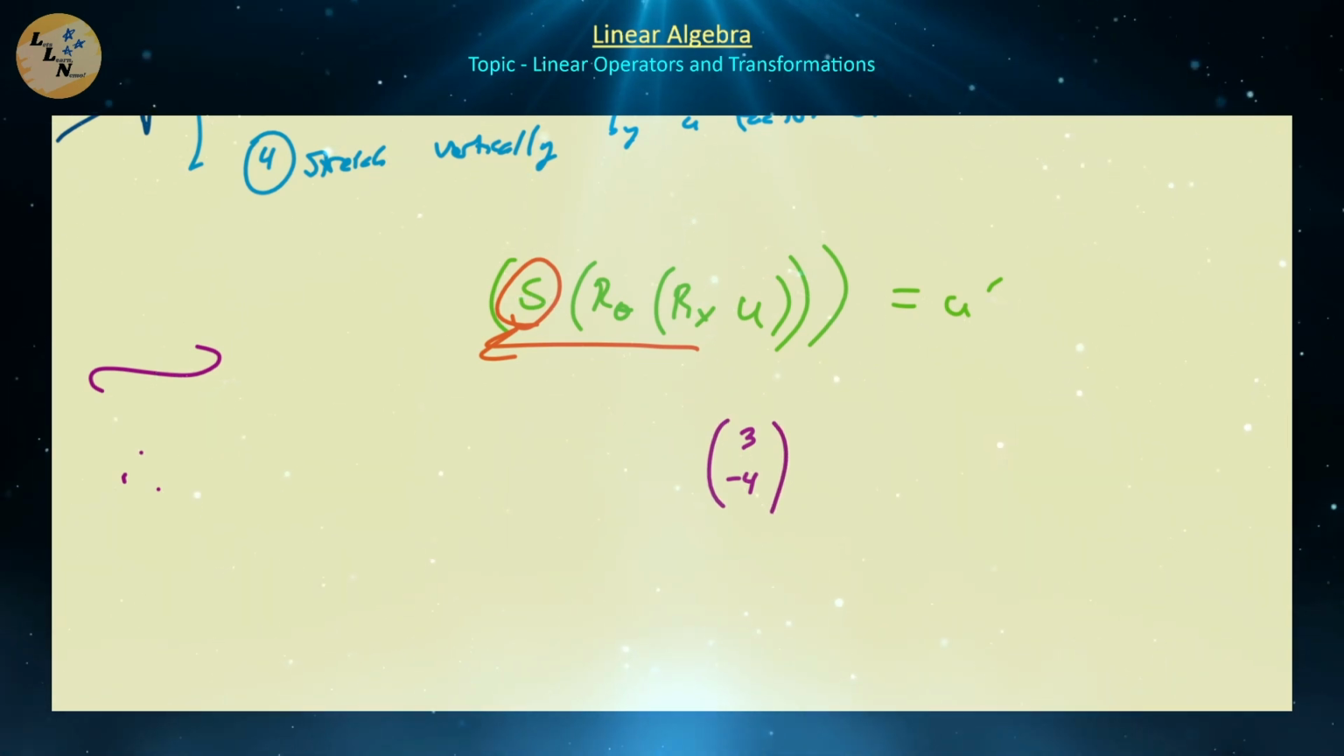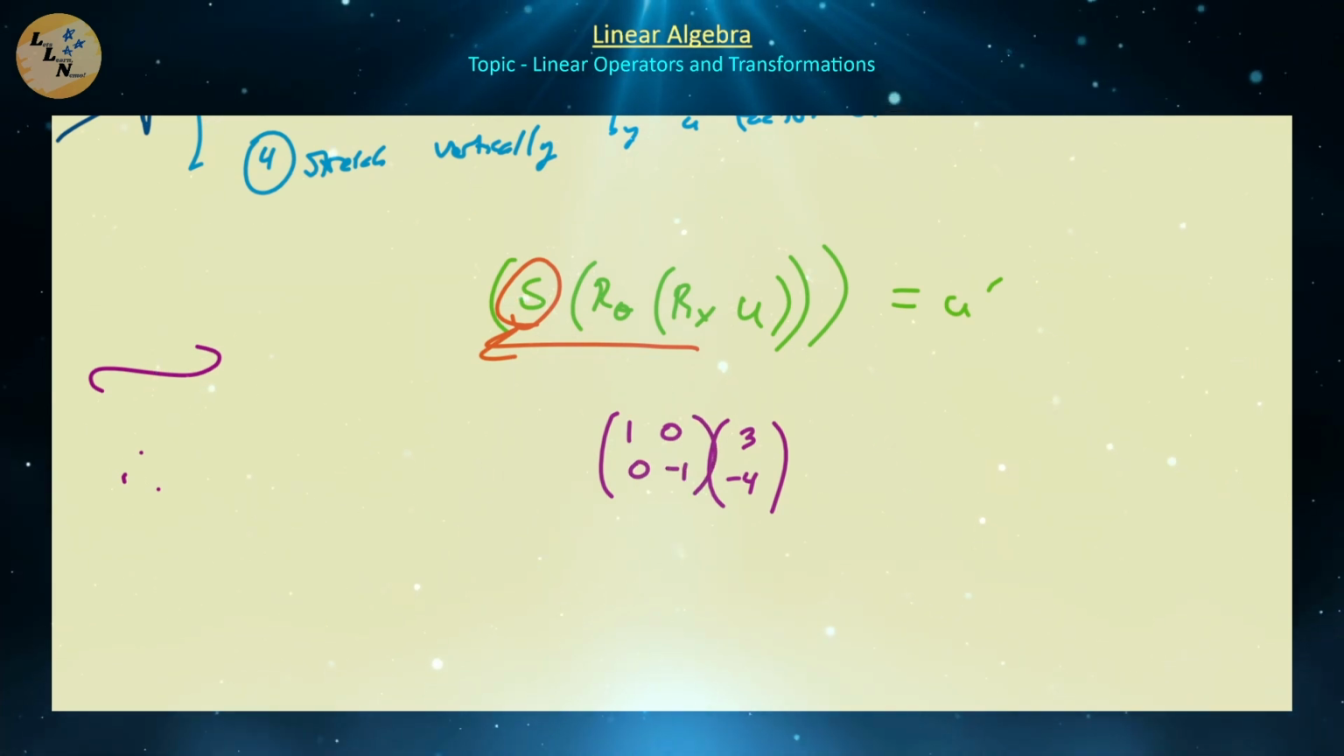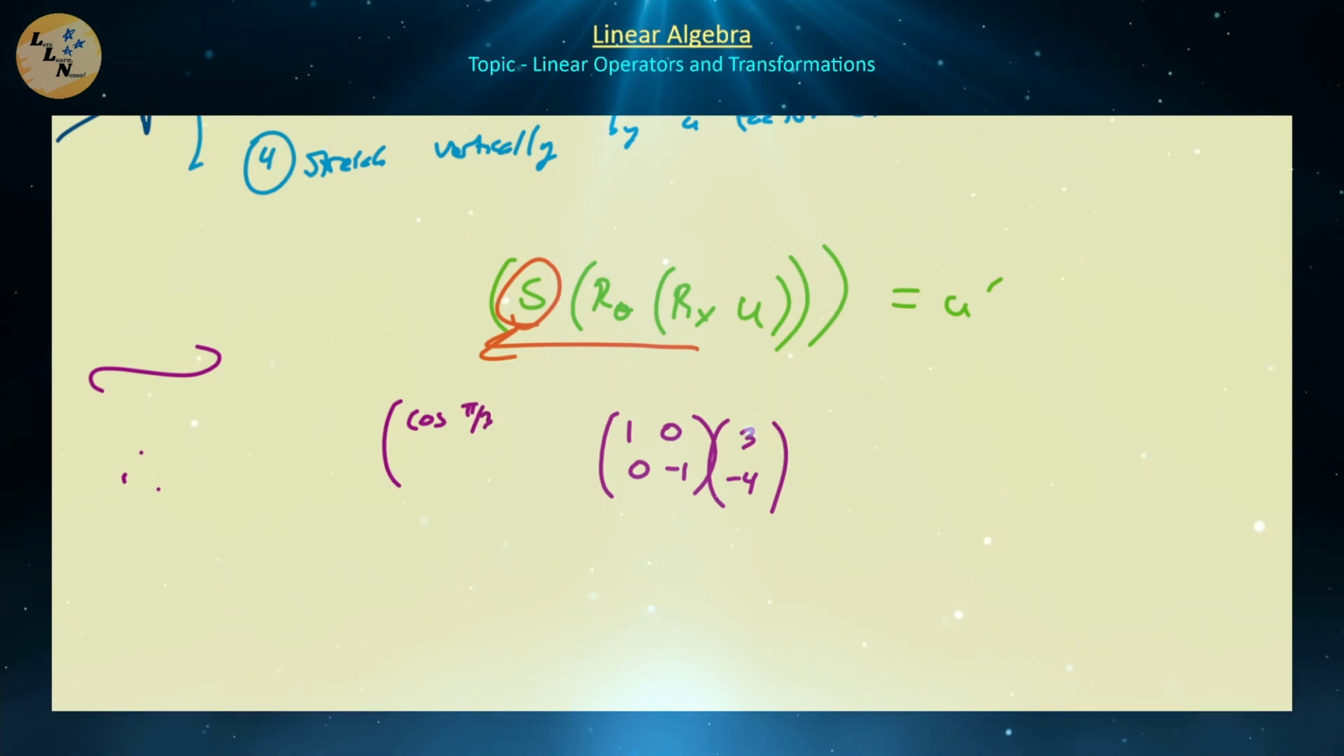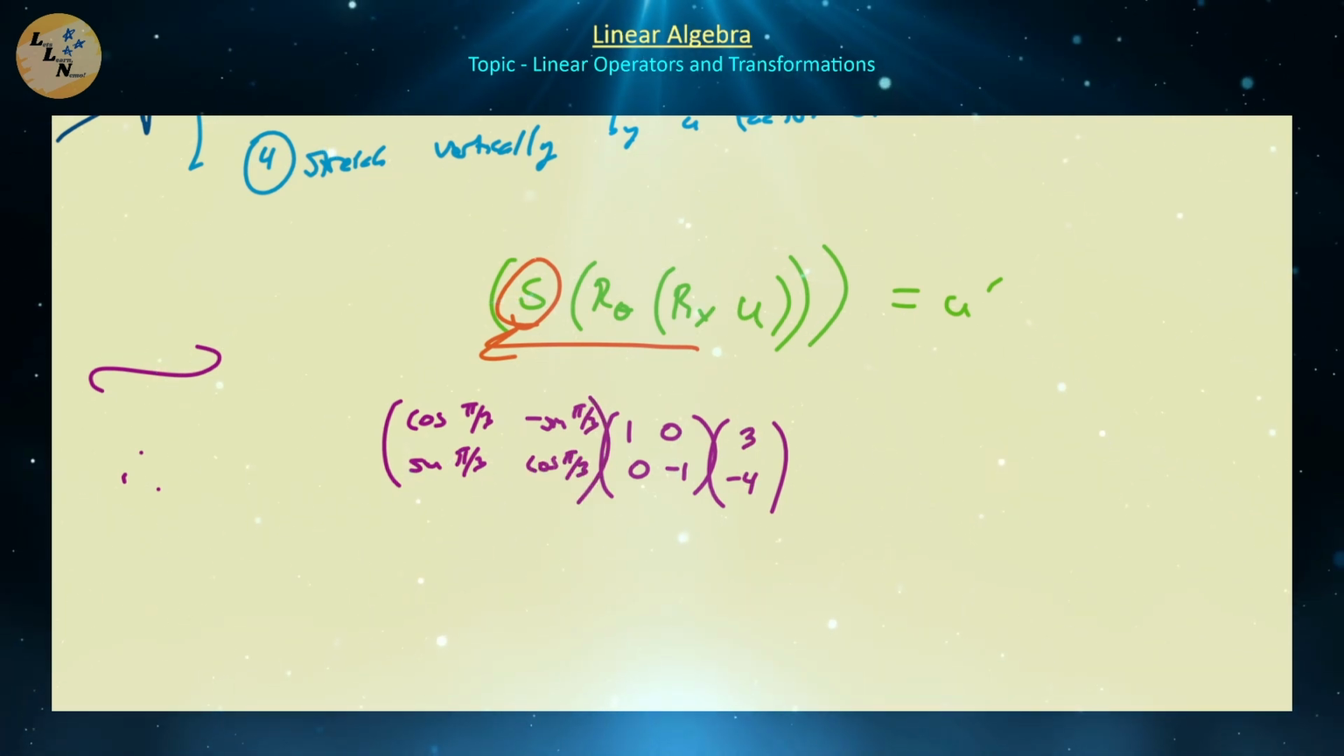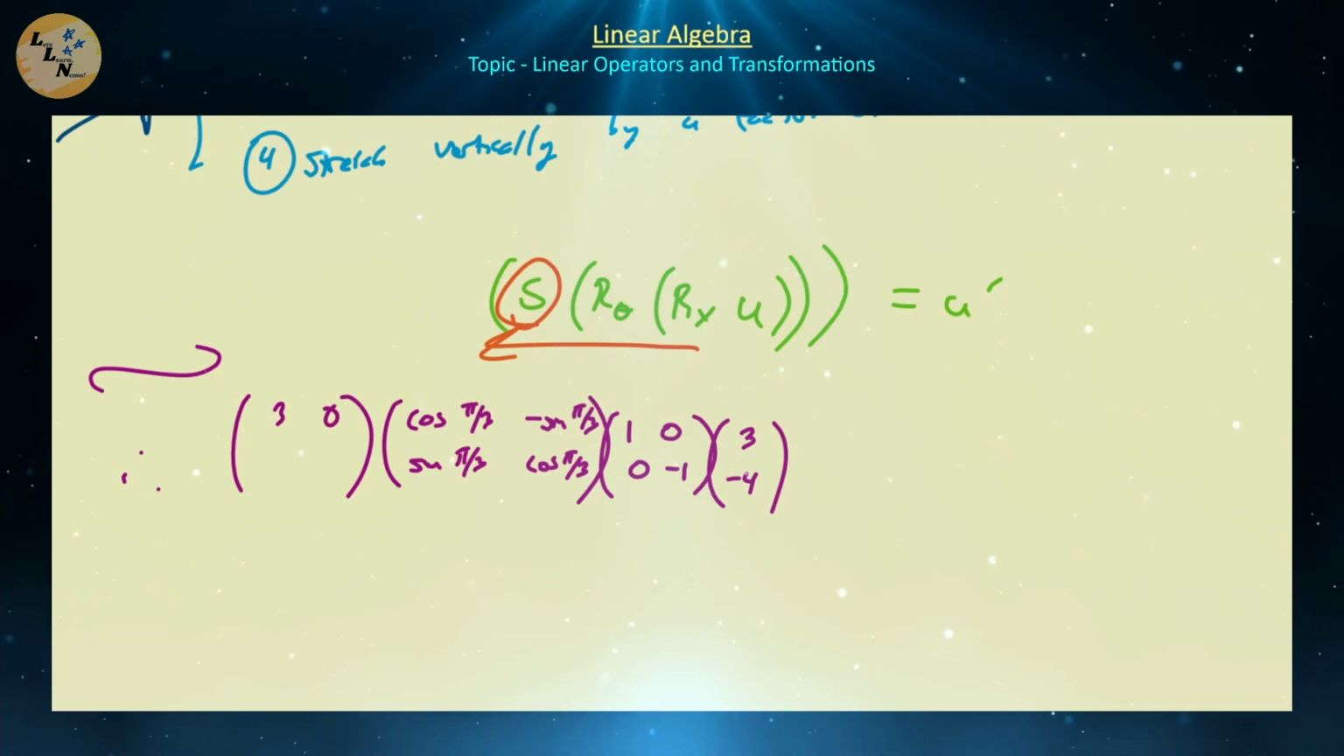First, I'm going to be flipping it across the x-axis, so that's going to be equal to the matrix [1, 0; 0, -1]. And then we're going to be rotating it, so cosine of pi over 3, sine of pi over 3, minus sine of pi over 3, and cosine of pi over 3. And then we're going to be stretching it by the stated factors, so 3, 0, 0, 0.5.